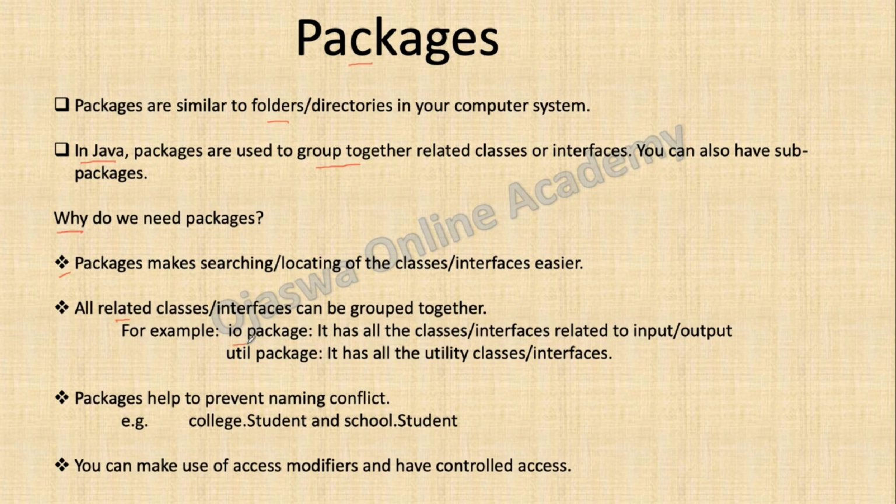For example, IO package. IO package has all the classes or interfaces related to input-output. Or util package. Util package has all the utility classes or interfaces. Packages help to prevent naming conflicts.